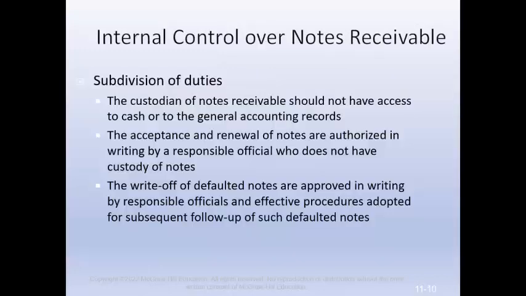As previously stated, a basic characteristic of effective control consists of subdivision of duties. As applied to notes receivable, the principle requires that the custodian of notes receivable not have access to cash or to the general accounting records. The acceptance and renewal of notes should be authorized in writing by a responsible official who does not have custody of the notes. The write-off of defaulted notes should be approved in writing by responsible officials, and effective procedures adopted for subsequent follow-up of such defaulted notes.